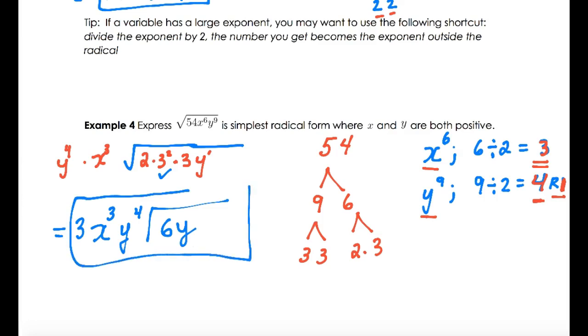Sorry, everybody. So just in closing, the 54 breaks down. There's our product of primes. That 3's coming out because it's a power of 2, and that index is 2. We just don't write it. This 2, this 3 stay. 2 times 3 gives you the 6. We have 1 y left over, and that comes from over here.